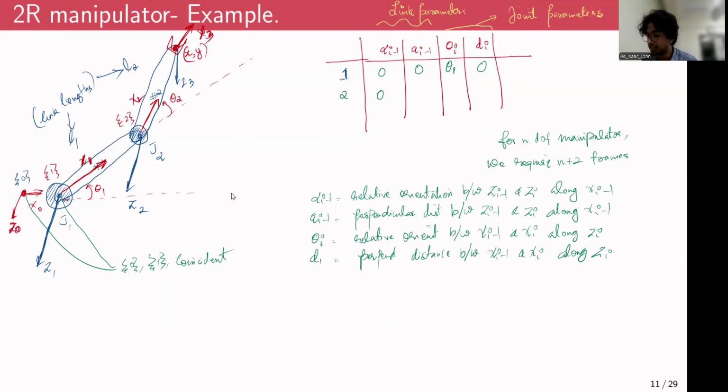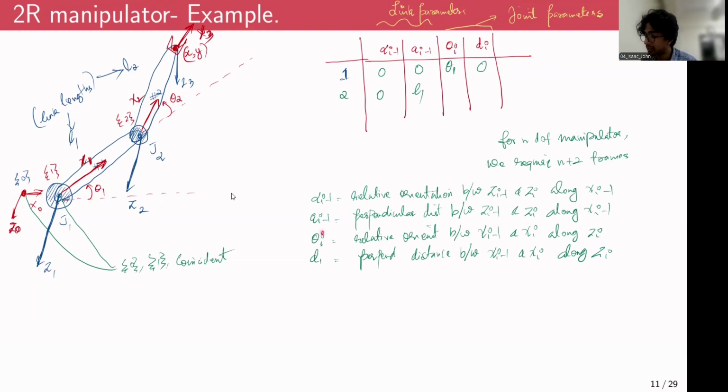a_i is the perpendicular distance between Z1 and Z2 along X1, right? So if this is Z1 and if this is Z2, the perpendicular distance measured along X1 would be given by this link length, the scalar L1. So a_i minus 1 would be L1.